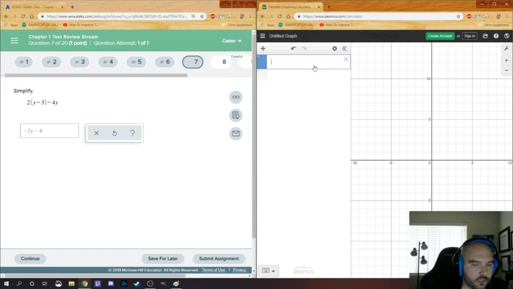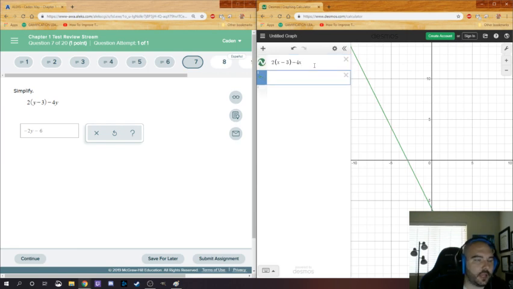If you go on Desmos and you type 2x minus 3 minus 4x, and then you type what you think the answer is, the lines should overlap each other. Notice I got the same overlap. That means I wrote something that is equivalent. So you could use that to check your answer.